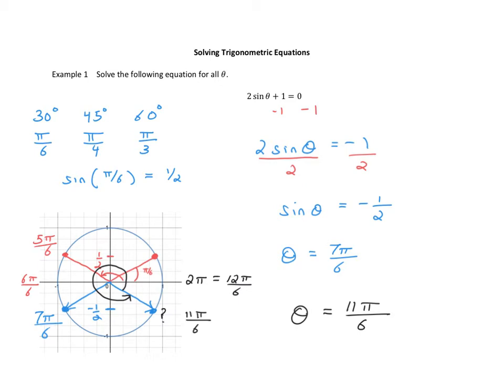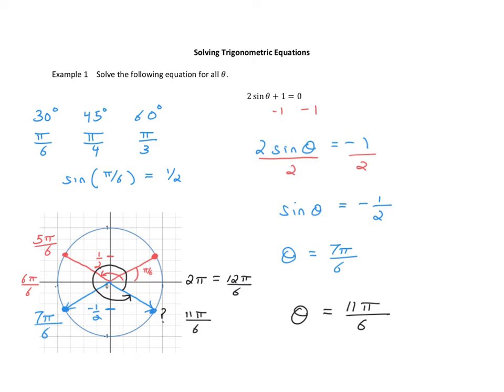Okay, but technically, if we're looking for all angles, there's more than just these two. And the reason for this is, you could rotate another 2 pi radians, you'd get a different angle measurement, but you're back at the same spot. And you can do this infinitely many times. And you can even go backwards.